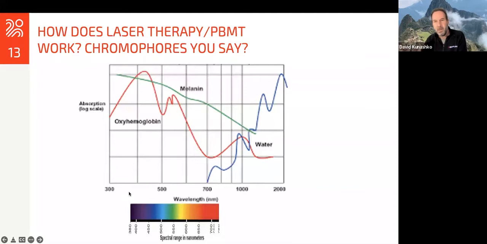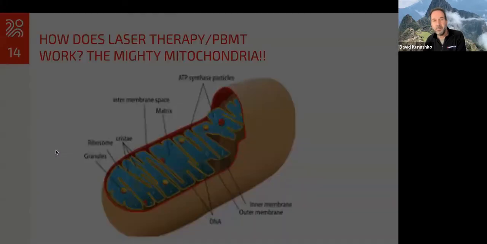So let's look at all these different factors together. If you look at hemoglobin, melanin, and even water absorption, which I haven't even got into, you can see that they're absorbing different wavelengths along the visible and infrared spectrum. This is really important because the chromophore that instigates photobiomodulation and its healing effect lies in between these absorption zones of melanin, oxyhemoglobin, and water.